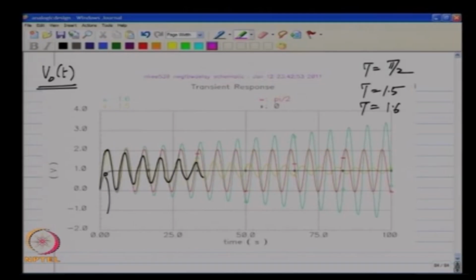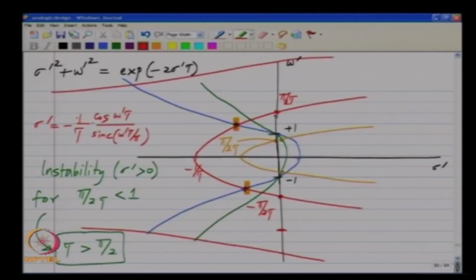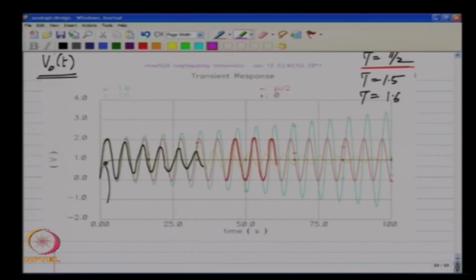Now, the red curve here is the case for which tau is pi by 2. And you can see that it produces a sinusoid of constant amplitude, and this makes sense because for tau equals pi by 2 the points of intersection will be exactly on the y axis. So, that means that sigma prime will be 0, the exponential will simply become unity, and the omega prime will be corresponding to these 2 points, plus or minus 1. So, you get a sinusoid with a constant amplitude without any damping. For tau equals pi by 2 you get sigma prime to be 0 and omega prime to be plus or minus 1. And that corresponds to the constant amplitude sinusoid, or the poles being exactly on the imaginary axis or the y axis.